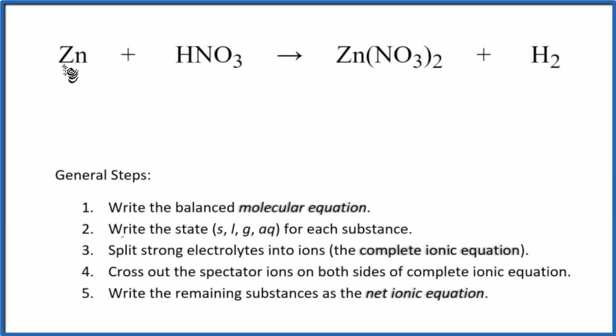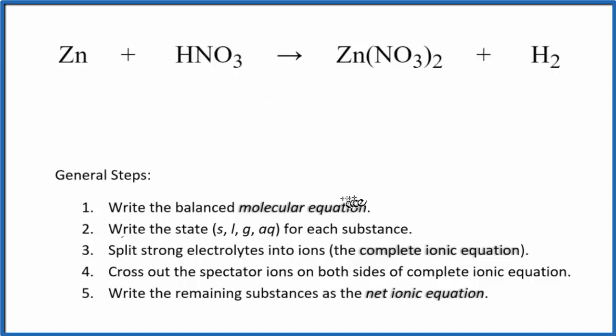In this video, we'll write the balanced net ionic equation for Zn plus HNO3. This is zinc plus nitric acid. Do note that this is dilute nitric acid we're using here. If you use concentrated nitric acid, you'd end up having different products. But with dilute nitric acid, we get the zinc nitrate and the hydrogen gas.